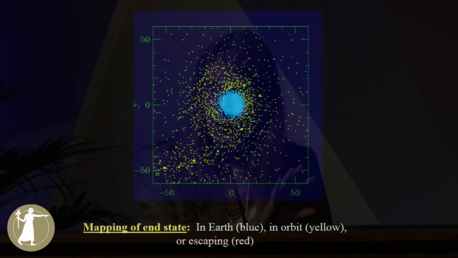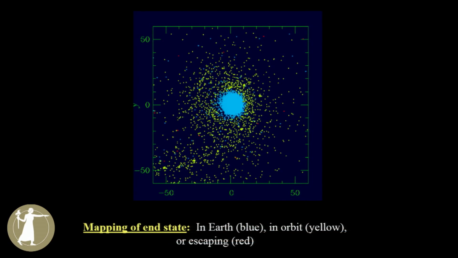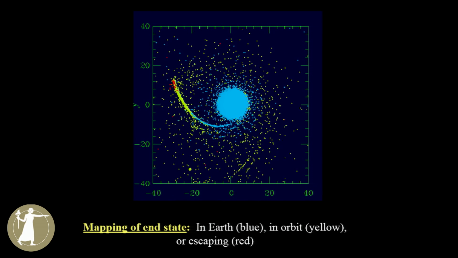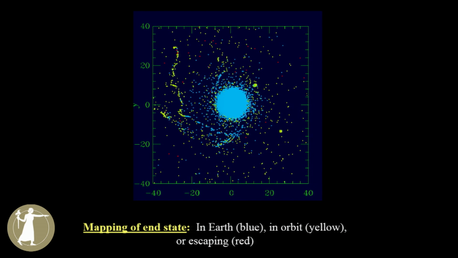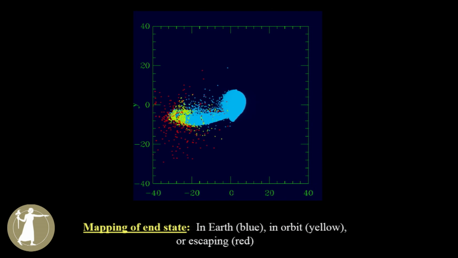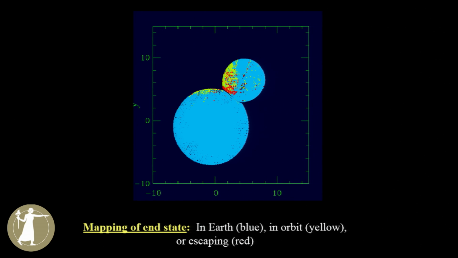So in this animation, I've mapped the final state of each of these particles as a color onto the end state of the simulation. So the yellow particles are those that end up in the disk, that could form the satellite later on. The blue particles are those that end up in the planet, and the red particles are those that escape. So preserving this mapping and running the simulation backwards, one finds that in these types of collisions, it's often the case that most of the material that ends up in the disk originates from a single region of the impacting planet, the yellow particles here.